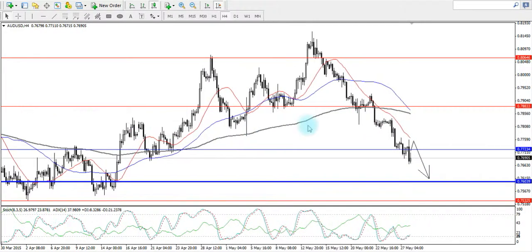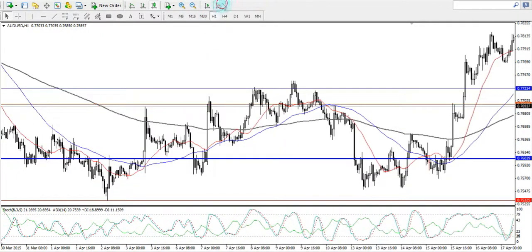Price actually fell this morning because of a drop in capital expenditure, which hampers the transition from mining investment to domestic growth, and that may have pressured the Reserve Bank of Australia to cut interest rates even further. As of now, we are expecting price to continue to fall further.